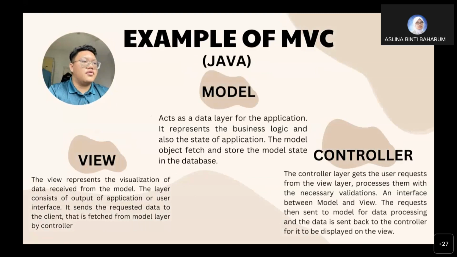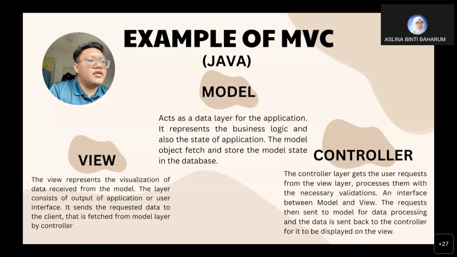The second example of MVC is Java. We look at the view. View represents the visualization of data received from the model. The layer consists of the output of the application or user interface. It sends the requested data to the client that is fetched from the model layer by the controller.